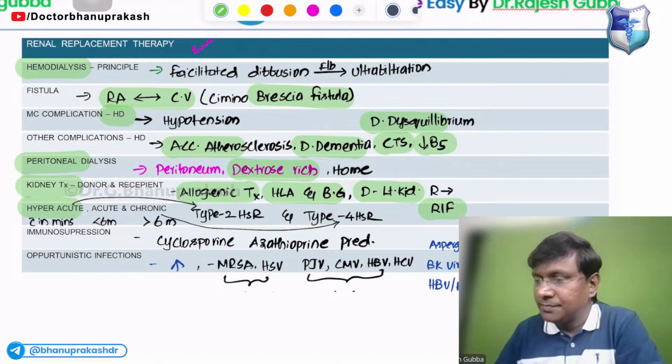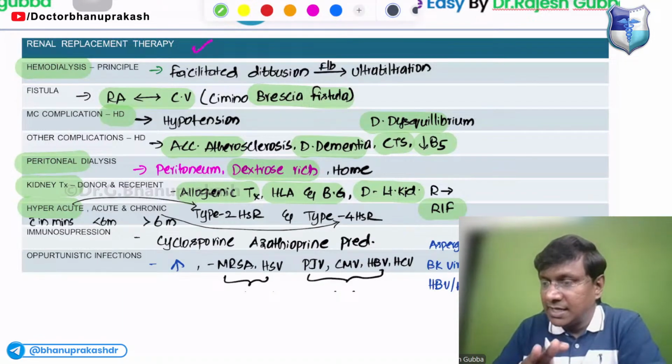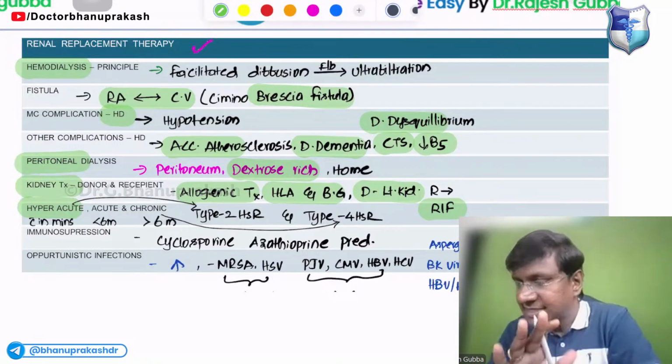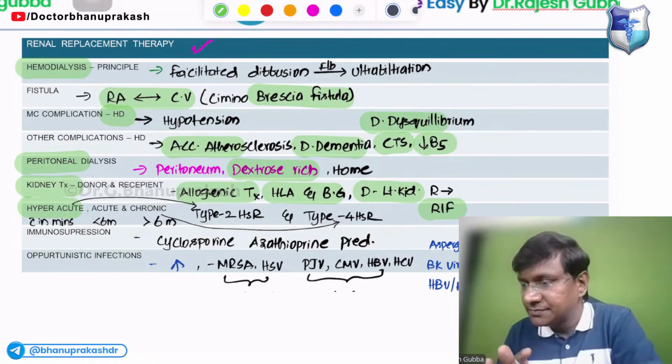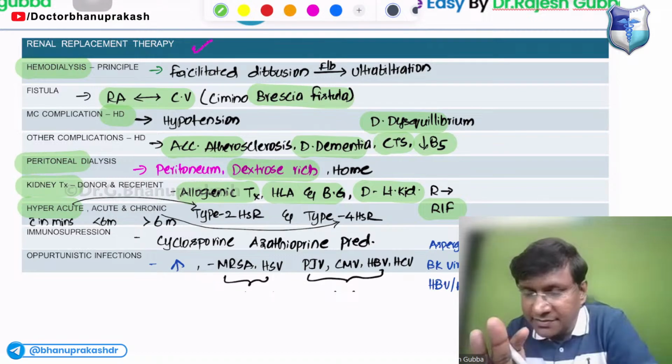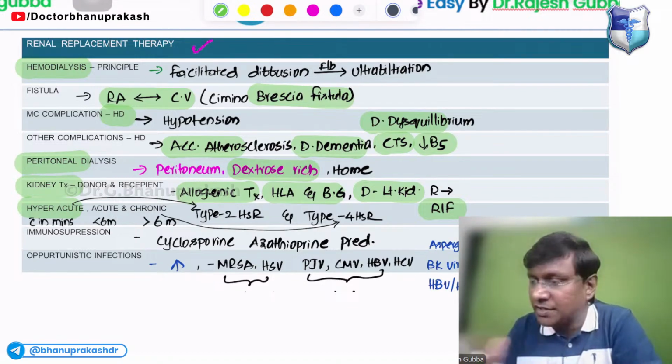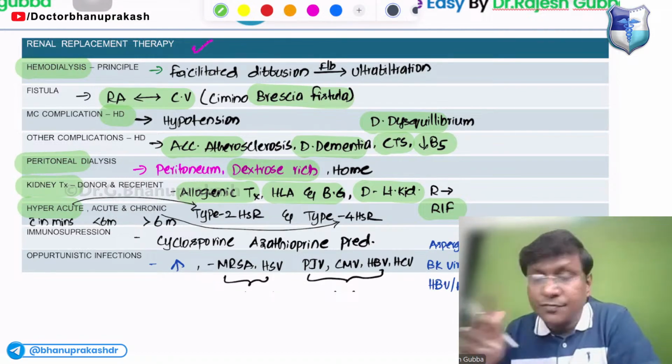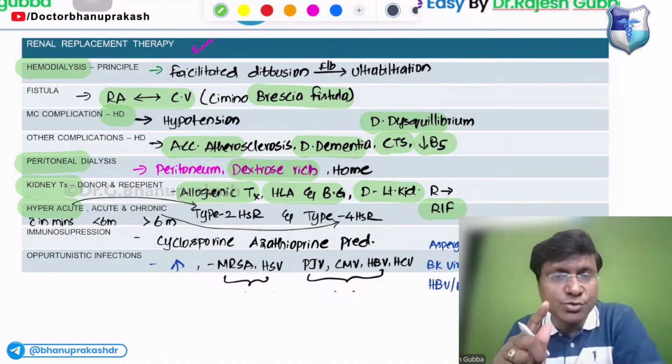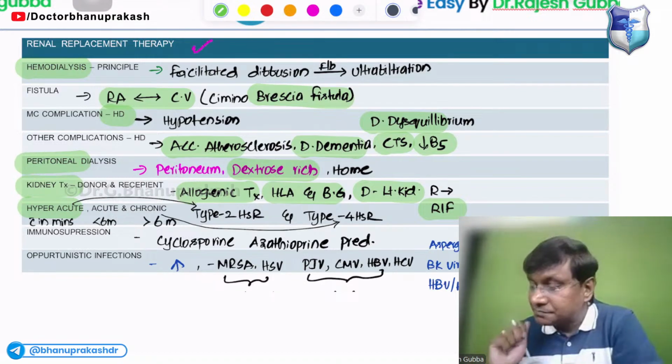I'm sorry if I have said it reversed, audience. You are right. For HLA matching, the gene is present on chromosome 6, and for blood grouping, the gene is present on chromosome 9. I think I said it reversed, but you are right.